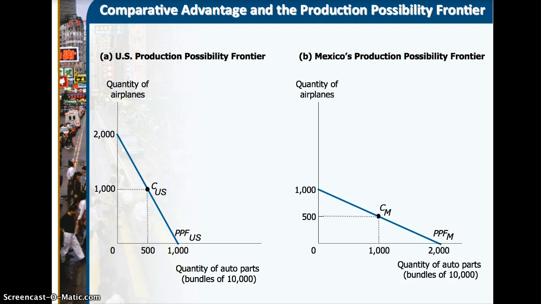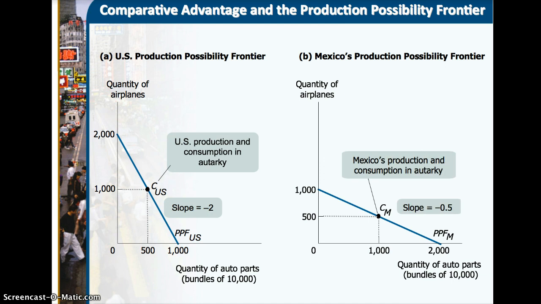The Mexican opportunity cost for each bundle of auto parts in terms of airplanes is 0.5. Only 0.5 of an airplane must be foregone for every additional bundle of auto parts produced. So Mexico has a comparative advantage in auto parts, and the United States has a comparative advantage in airplanes. In autarky, CUS is the U.S. production and consumption bundle, and CM is the Mexican production and consumption bundle.